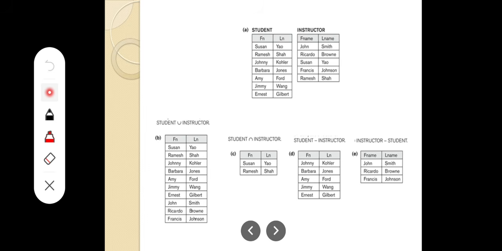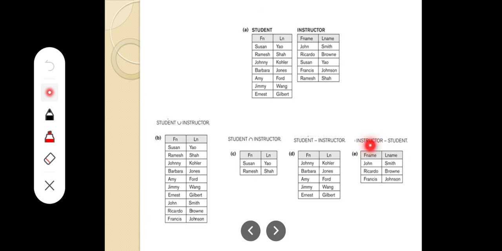Look here, student minus instructor. Here it will take all the tuples of student excluding the common tuples. The common ones are Susan Yao and Ramesh Shah, and those will be eliminated. Except for that, it takes all the tuples from the student relation. That is student minus instructor.